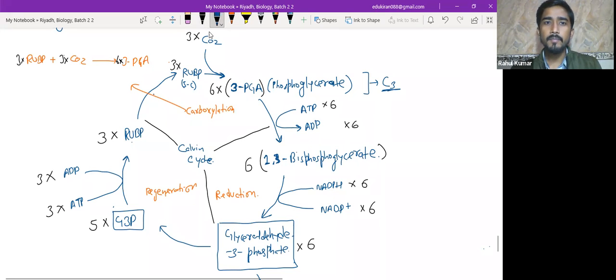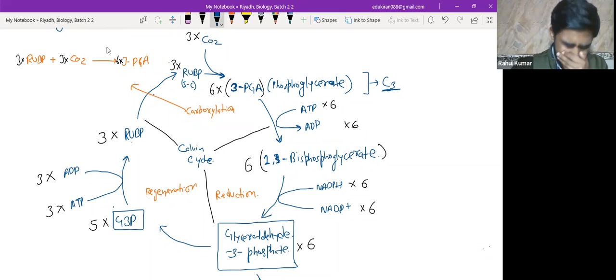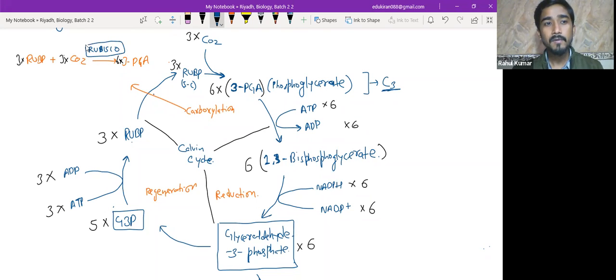The most important part of this reaction is that there is an enzyme which plays a crucial role to make this RuBP accept CO2. And that enzyme is called Rubisco. And this enzyme is the most abundant enzyme on the planet Earth. Can anyone tell me why?